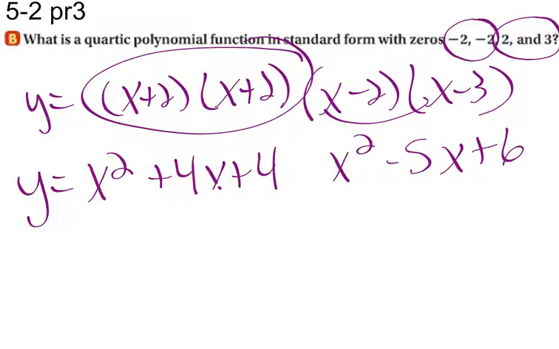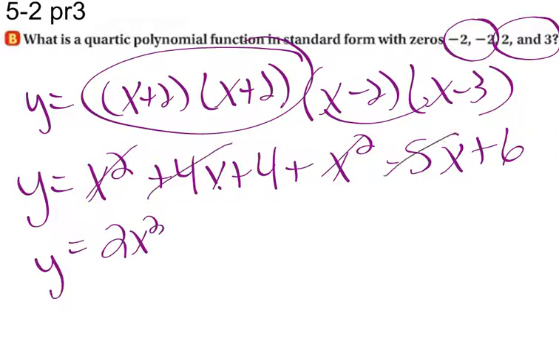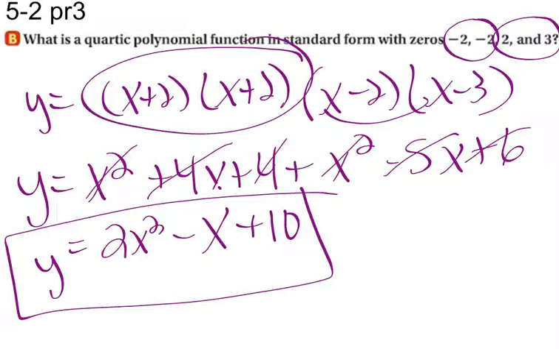Now combine your like terms, and you've got 2x squared, 4x minus 5x is -x, and 4 plus 6 is 10. And that's your answer.